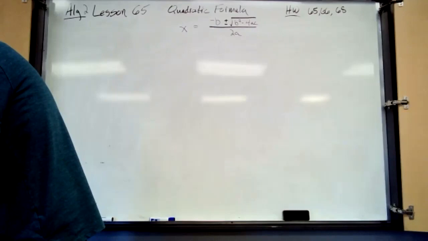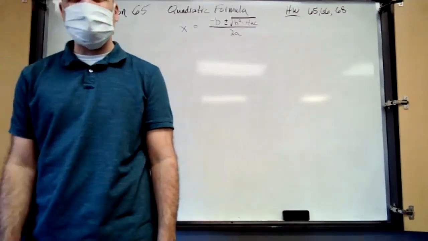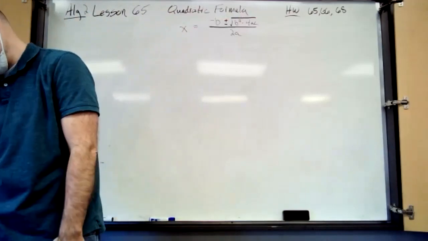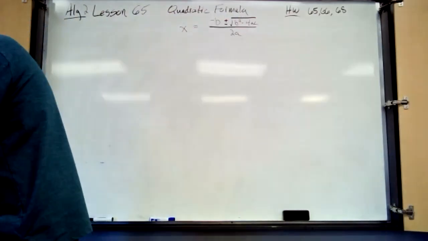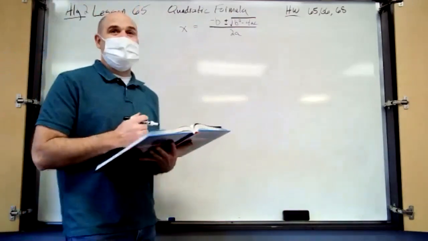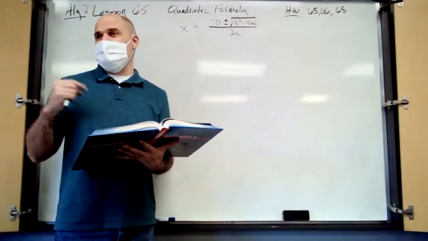So here's a quadratic formula. The first part of lesson 65 shows you how to derive it using completing the square. We're going to skip all that, and we're just going to move into example one. So you can find x as long as you know what a, b, and c are.